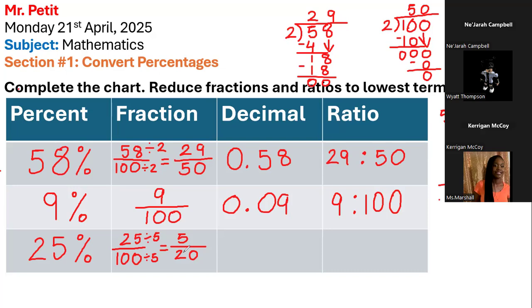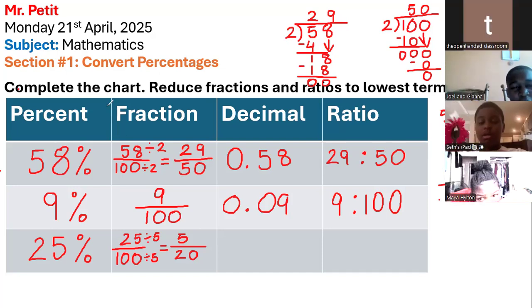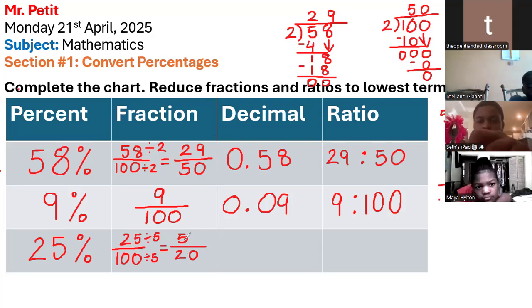I think we should keep it like that because if we try to simplify it even more, we would then have a numerator. That's not true. Is there a number, Seth, that could go into 5 and 20? What number can go into 5 and 20? 5. 5, very good. So can this be reduced further? No, sir. Yes, it can. If you could find a number that could go into 5 and 20, it can be reduced further.